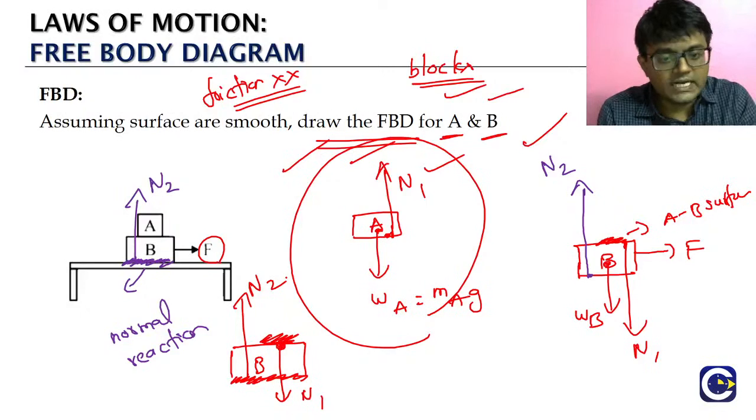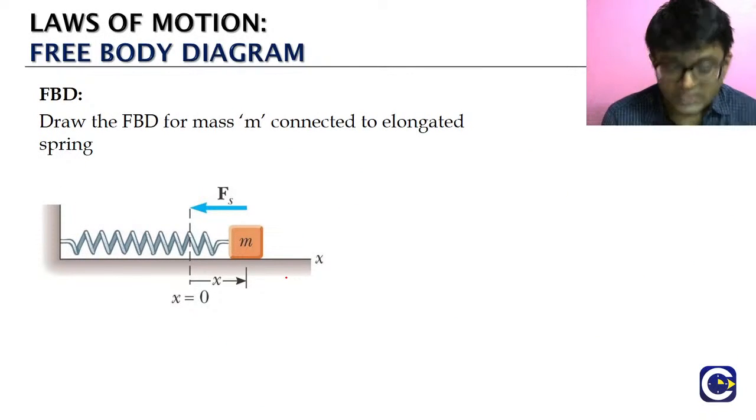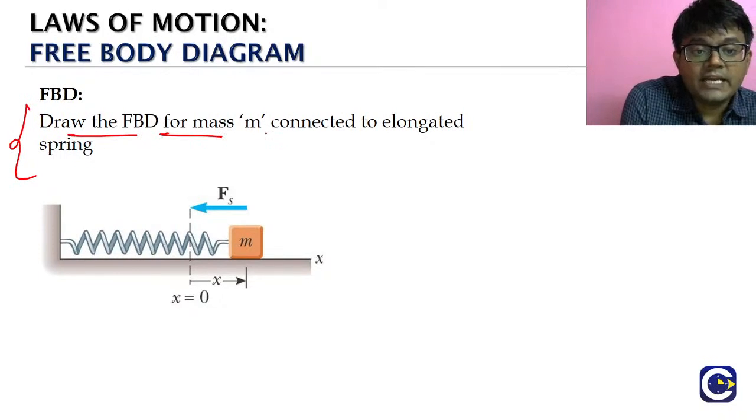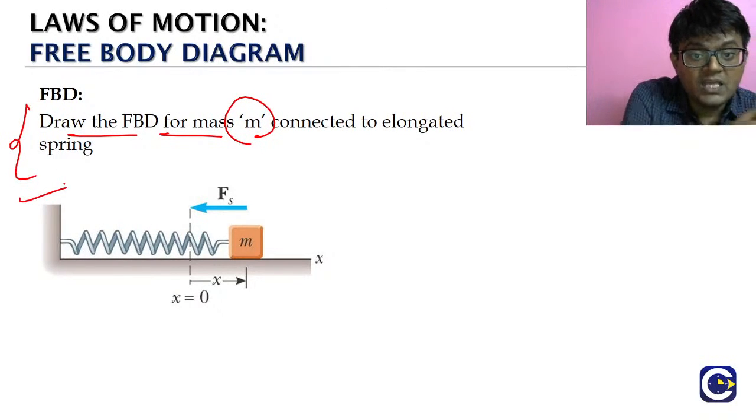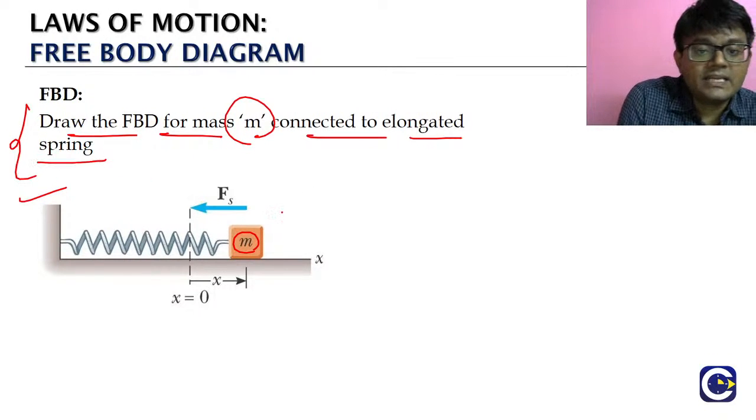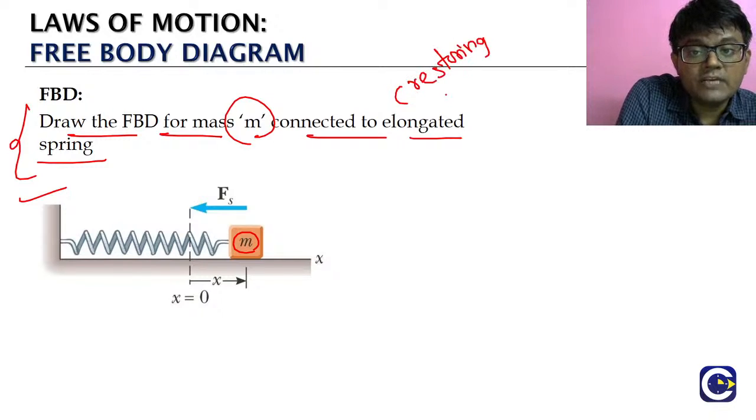Okay? So let us see another example. Look at this. You can try this question. If you are not able to do it, I will give the solution. First, in the question, draw the free body diagram of the mass M. We have already seen this representation, the force because of a spring, in the discussion. Draw the free body diagram of the mass M. We need to draw it for the mass M connected to the elongated spring. The spring is elongated, and an elongated spring will have a restoring force.